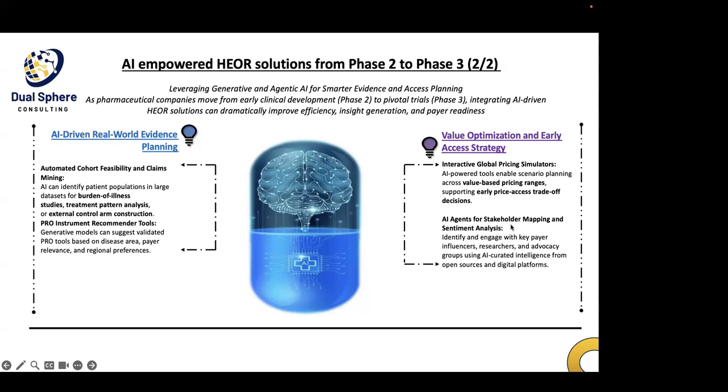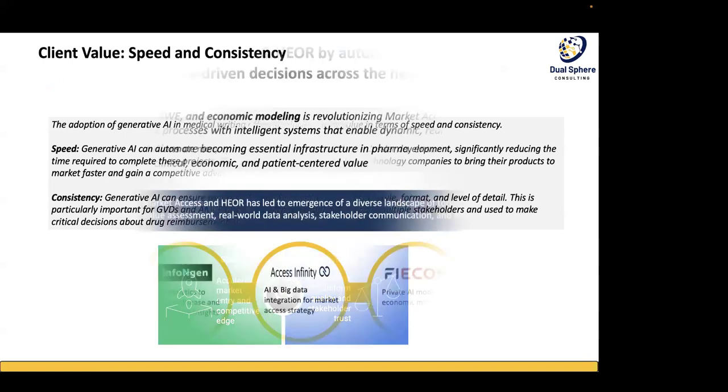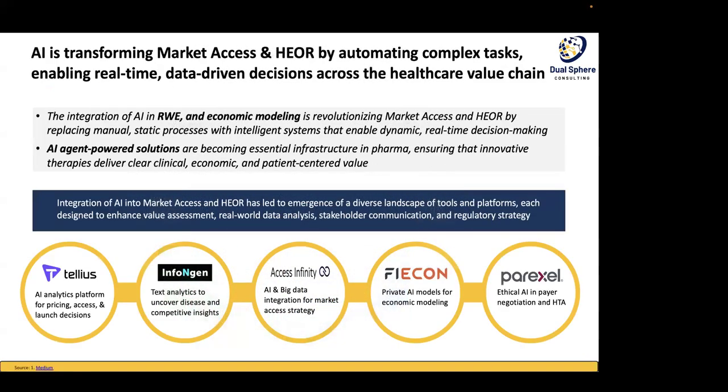AI agents for stakeholder mapping and sentiment analysis identify and engage with key peer influencers, researchers, and advocacy groups using AI-curated intelligence from open source and digital platforms. Now, speed and consistency accelerate market entry and competitive edge. Consistency ensures uniform quality and stakeholder trust. Right.